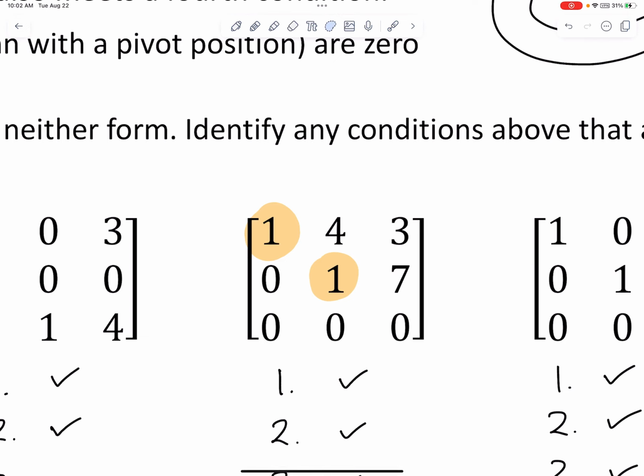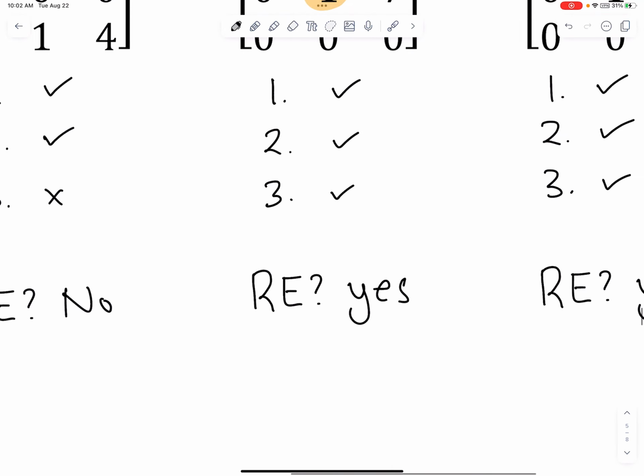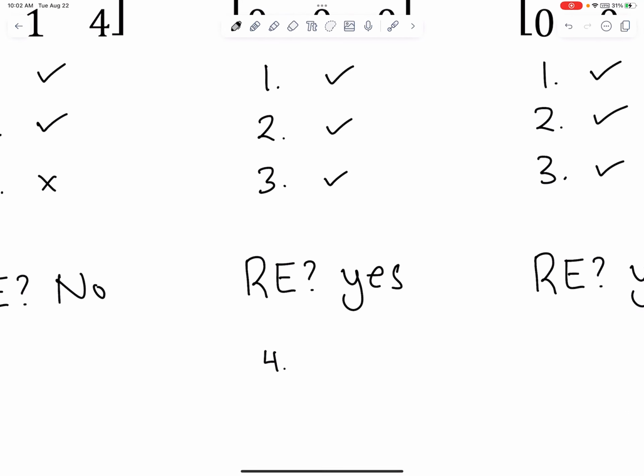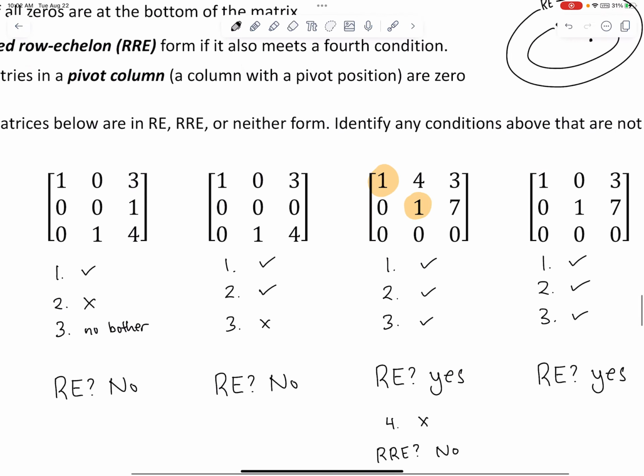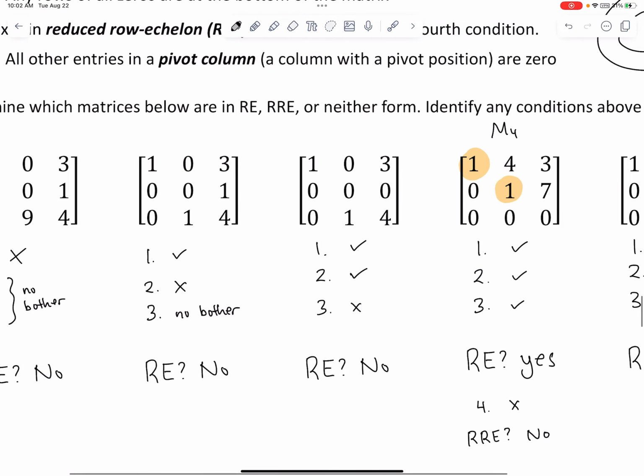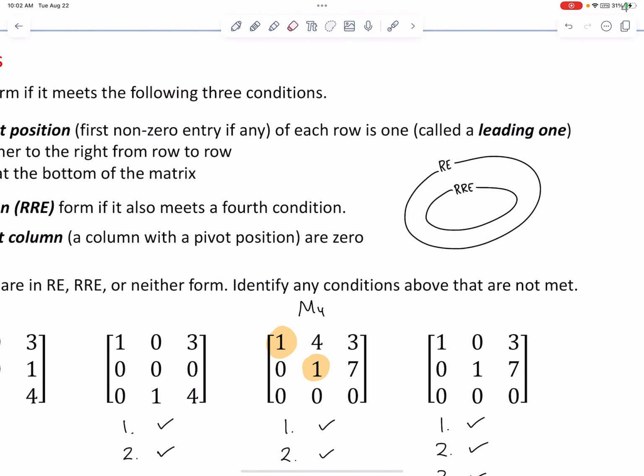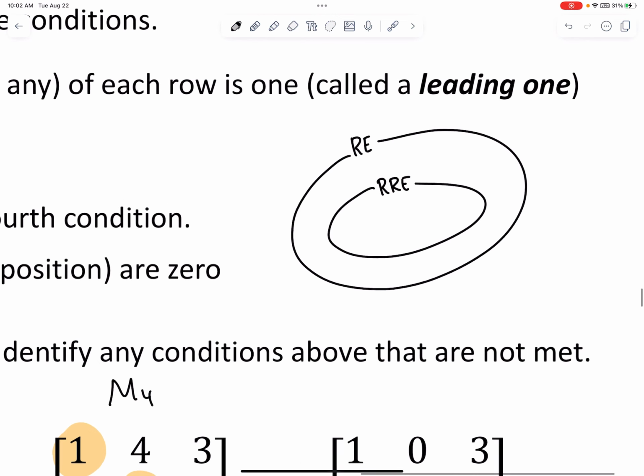However, looking at the second column, there are two entries in it other than the pivot position. So we see a non-zero entry in a pivot column, and so this matrix here fails condition 4. So I'll put condition 4, it fails. So the question is, is this RRE form? The answer will be no. It is RE form, but not RRE form. So we'll call this matrix 4, M sub 4, because this is our fourth matrix in our examples. And so we would be able to place matrix 4 in our Venn diagram. Matrix 4 would be in this section. It'd be RE, but not RRE.